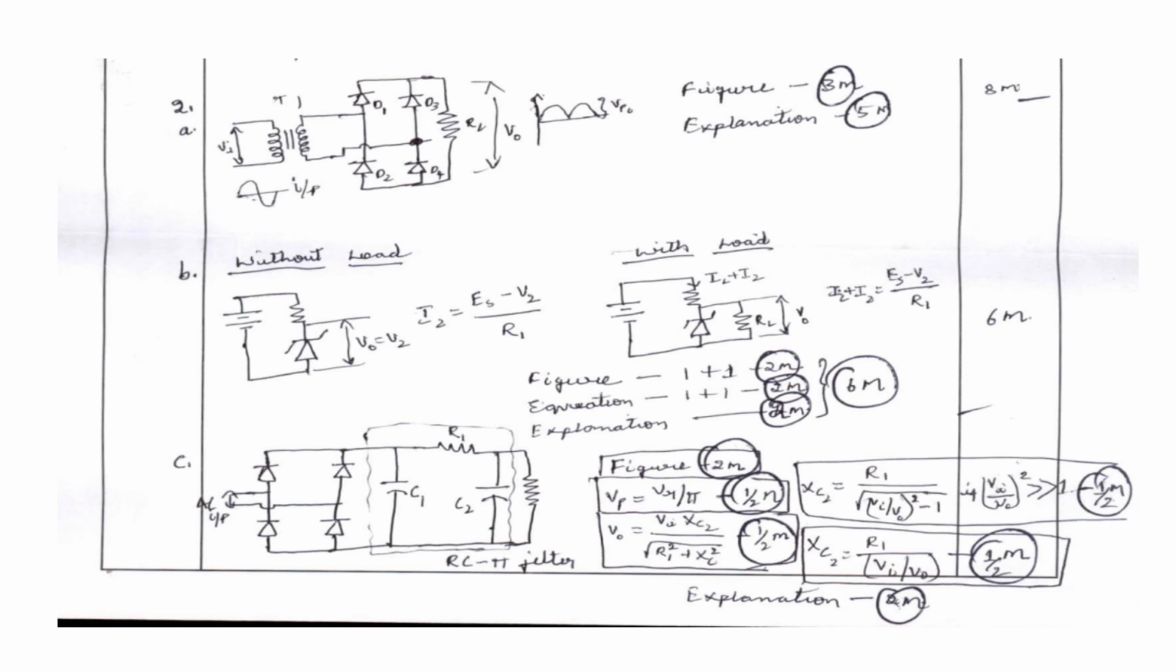C question was RC pi filter. So RC pi filter, you will be drawing the circuit, and that is the circuit carries 2 marks and the expression all carries 2 marks and the explanation carries 2 marks. So totally it is of 6 marks.